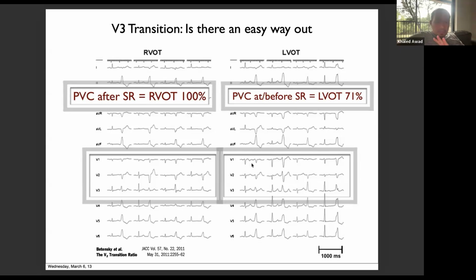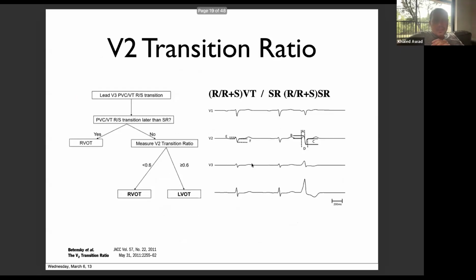Now, the problem is if you have PVC and sinus transitioning in V3, well, how do you tell the difference? One of our fellows, when he was a medicine resident or something, when we were fellows, came up with this V2 transition ratio, which is an interesting concept. Again, you don't necessarily need to remember numbers or anything like that, but he's comparing the proportion of R waves and S waves in V2 between sinus and the PVC, trying to figure out if there is a particular ratio that would predict LVOT versus RVOT. And he found a cutoff of 0.6.